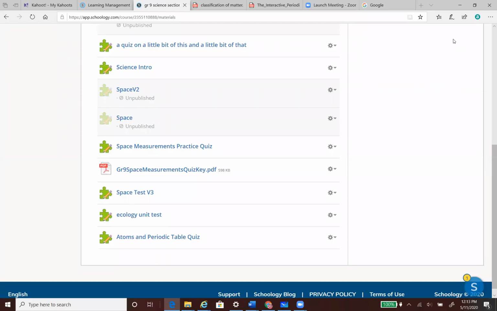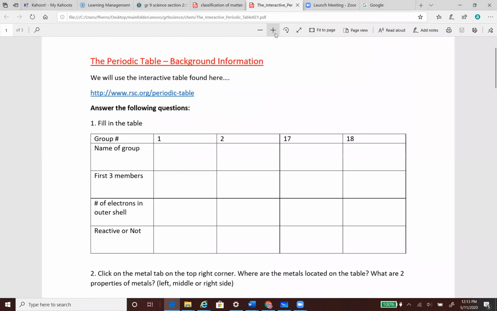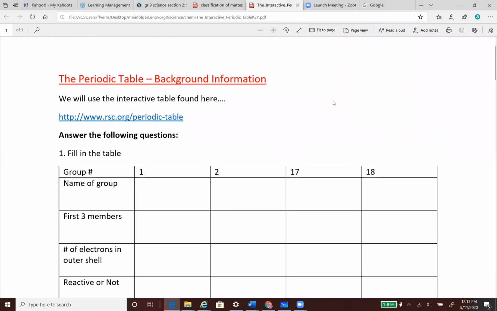Okay, so today we're going to go over the periodic table, the interactive periodic table. So we're going to go over this. All right, so let's go over this. This was given last time. This is review because last time we did talk about the periodic table. So I want to go over this. Let's open the actual interactive periodic table.